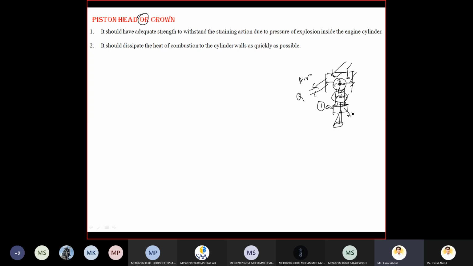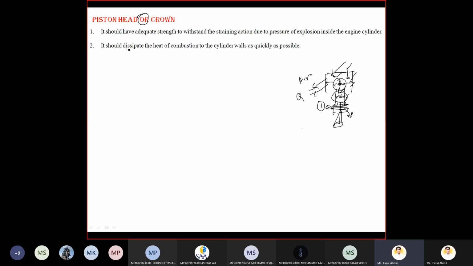If the heat is not dissipated to the surroundings, what happens? Whatever material we use for the piston is going to lose its properties. So it should be dissipated. How is it going to dissipate? See here, on the piston we are providing rings. These rings touch the cylinder walls, so whatever heat is generated is transferred to the rings. The rings transfer it to the cylinder walls, and the air takes the heat away from the cylinder walls. In that manner, it is dissipated.